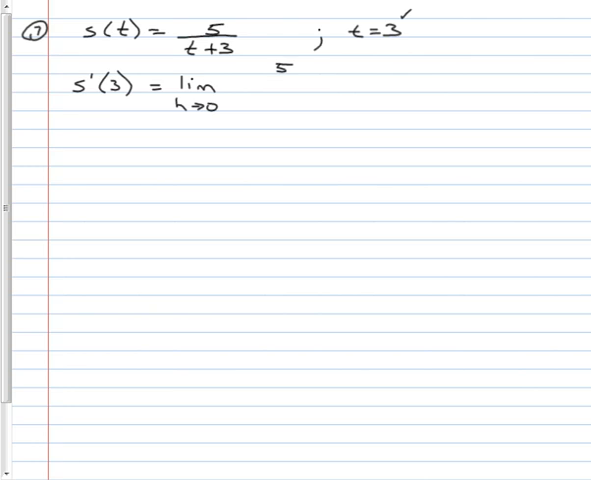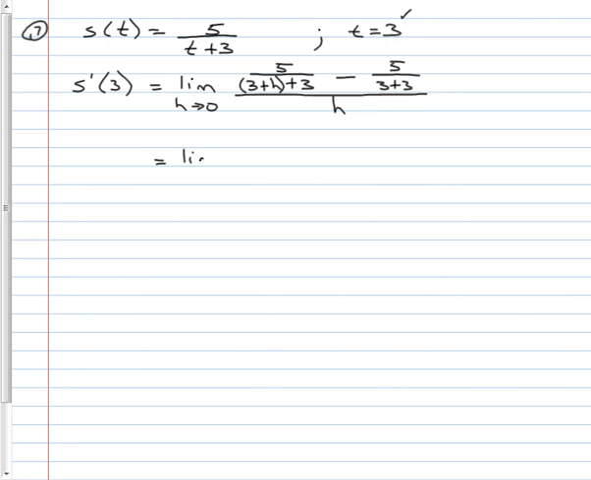We know t is 3. So we have 5 divided by 3 plus h plus 3. I'm substituting the 3 plus h where the t is. Minus 5 over t is 3, 3 plus 3. All divided by h. Using the same formula again, the limit formula to find the derivative at that spot.